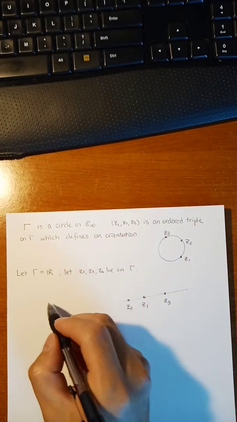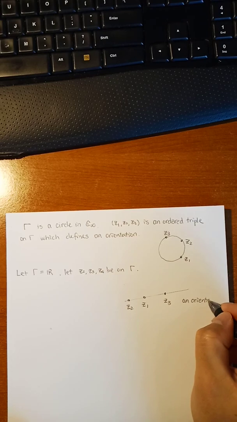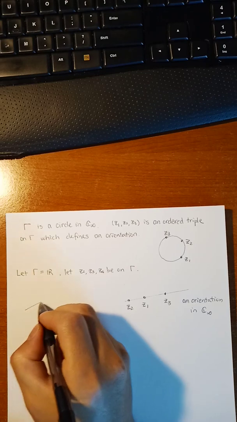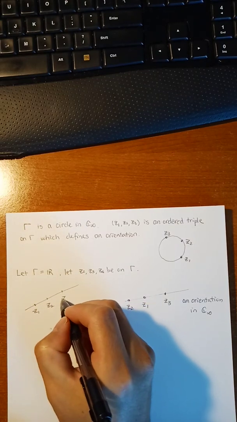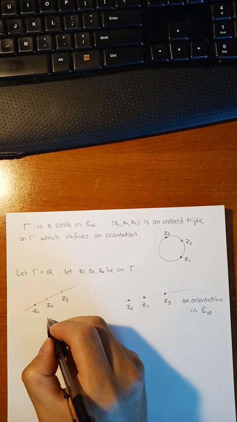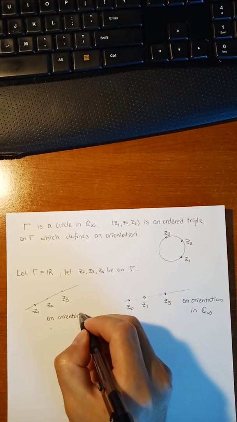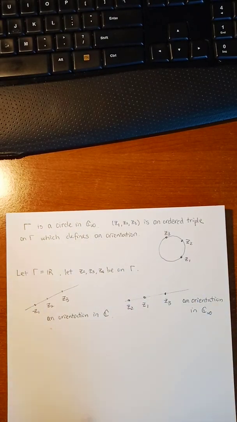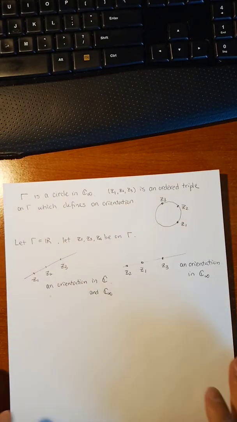If you have an orientation in C infinity, if you have Z1, Z2, Z3, this is just a regular direction in C. An orientation in C is also an orientation in C infinity. Okay, so there's a small difference.